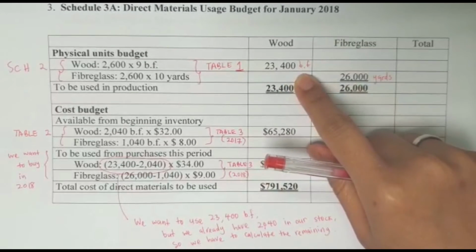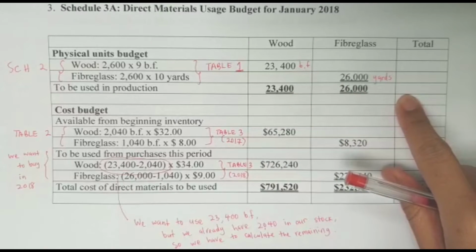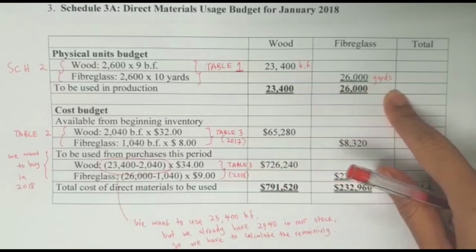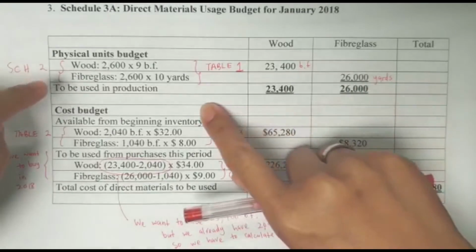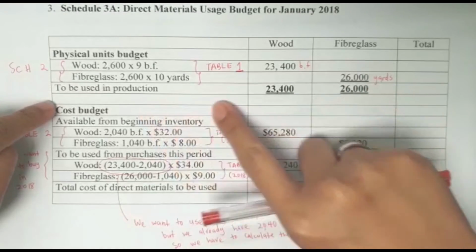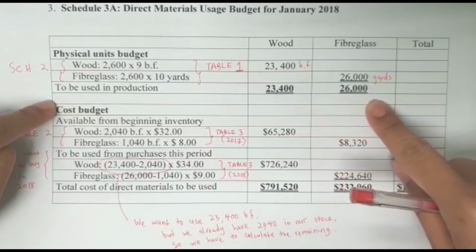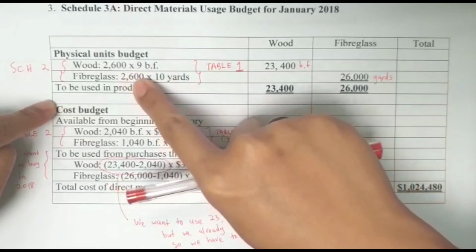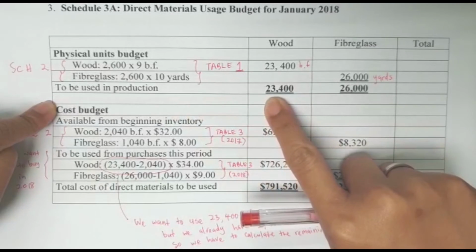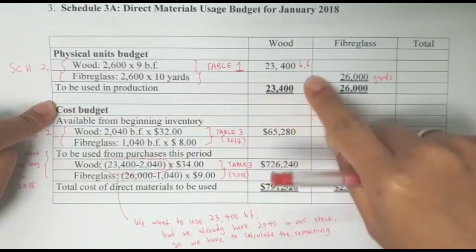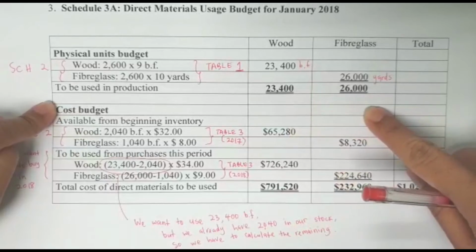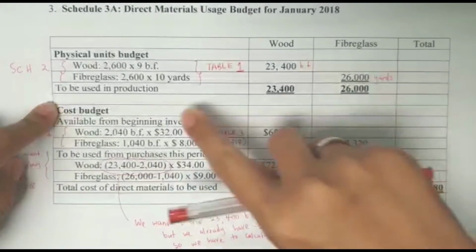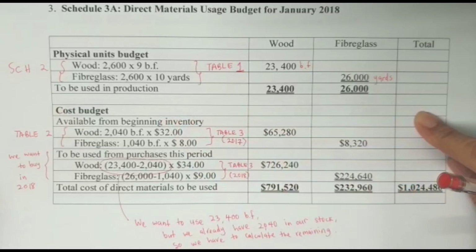It's not in RM, it's not in ringgit. The measurement is in board feet and yards itself. Now we know that the physical unit budget, the quantity of wood and fiberglass they need to produce 2600 units, is 23,400 board feet for wood and 26,000 yards for fiberglass. So this is in the form of physical units.